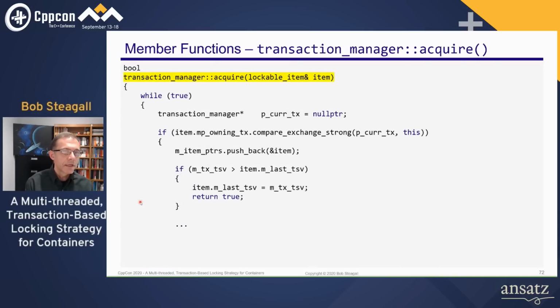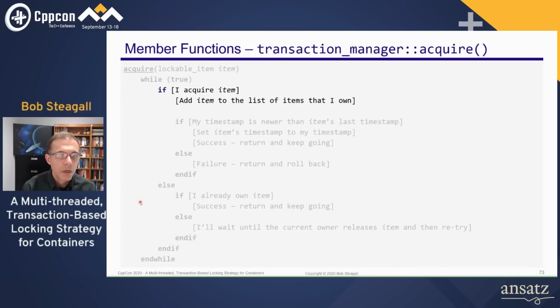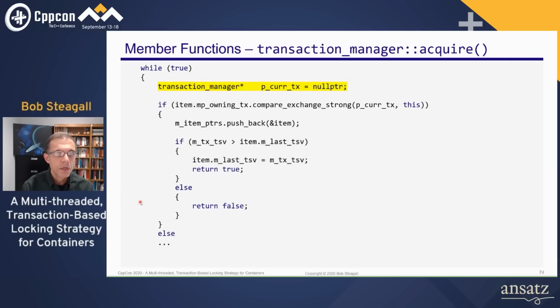So what does this look like in real life? All right, well, here's some real C++ code, and this is in the demo code. The code that I'm going to show you corresponds to this part: if I acquire an item, I add it to the list of items that I own. So I've got a pointer to a transaction manager. I will use this pointer to represent the current transaction manager that owns the item.